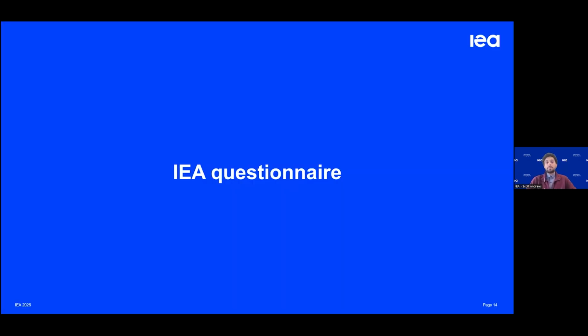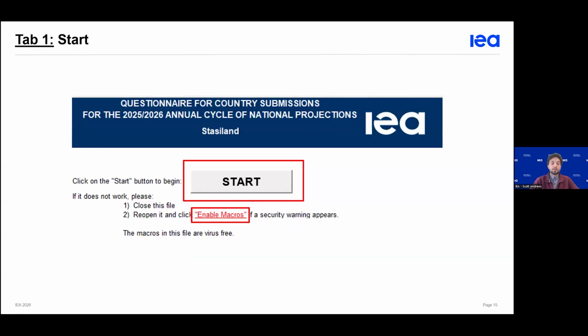Okay, and then on to the main part of this webinar, which is looking at interacting with the questionnaire. So the first page you'll see when you open up the questionnaire is the first tab here. The important thing here is to make sure that macros are enabled in order for all of the processes in the questionnaire to work. Once that's all sorted, then you just click start and everything's good to go.